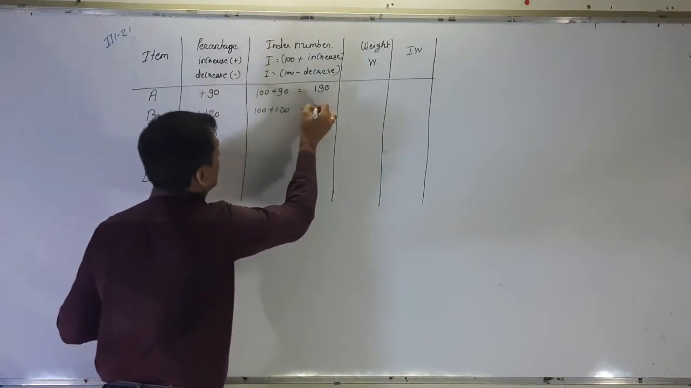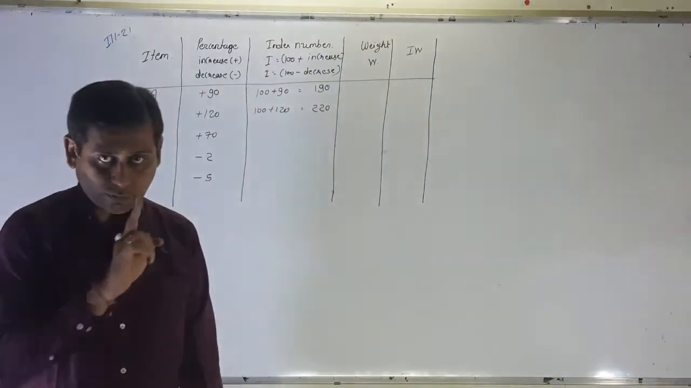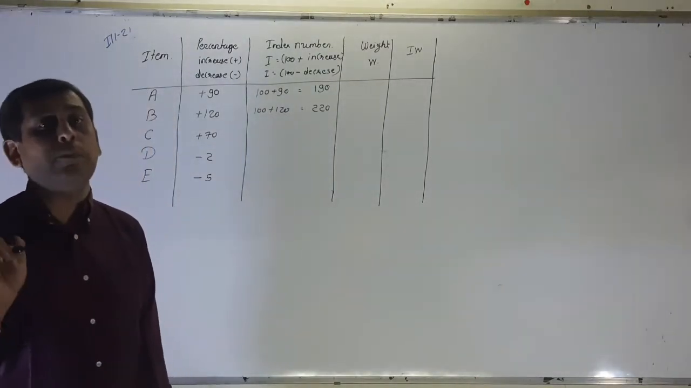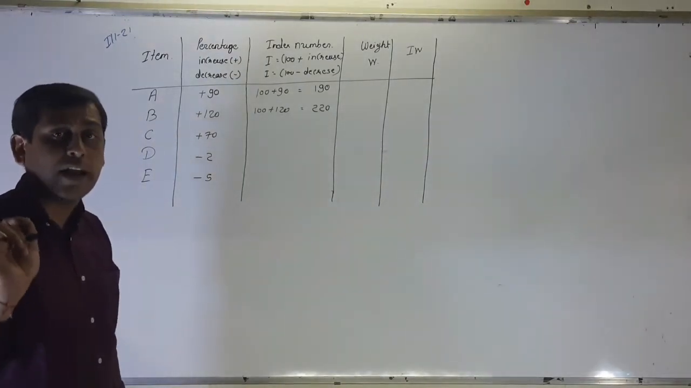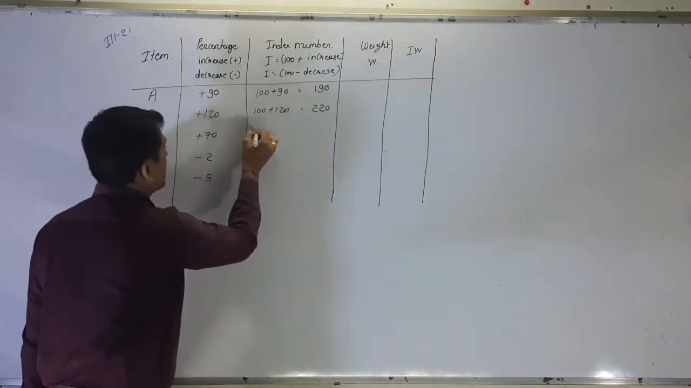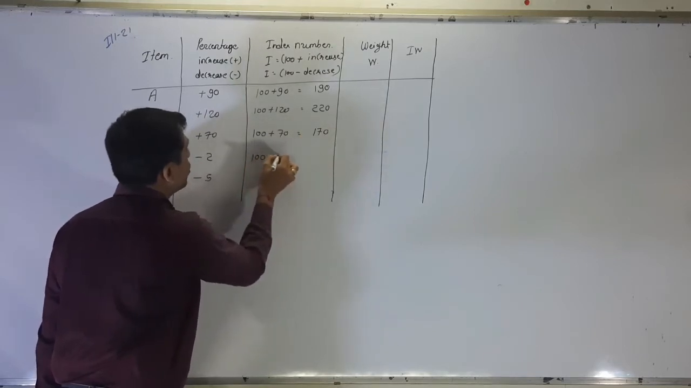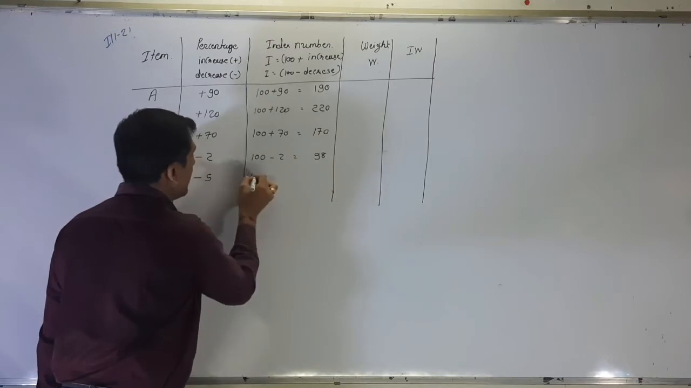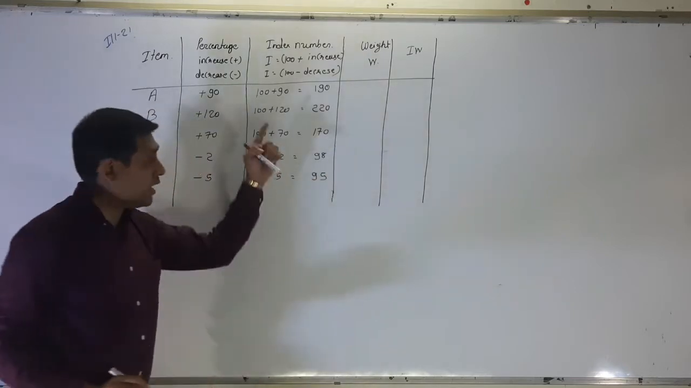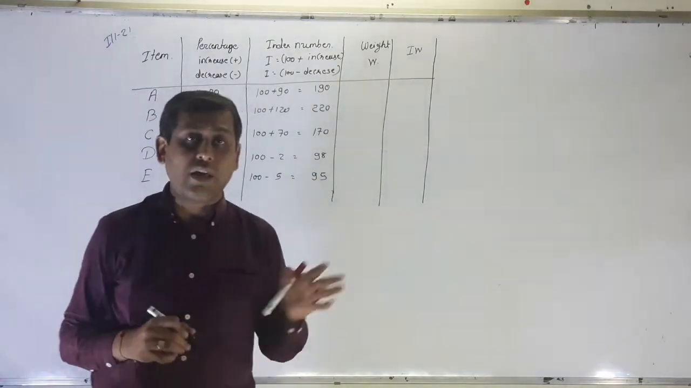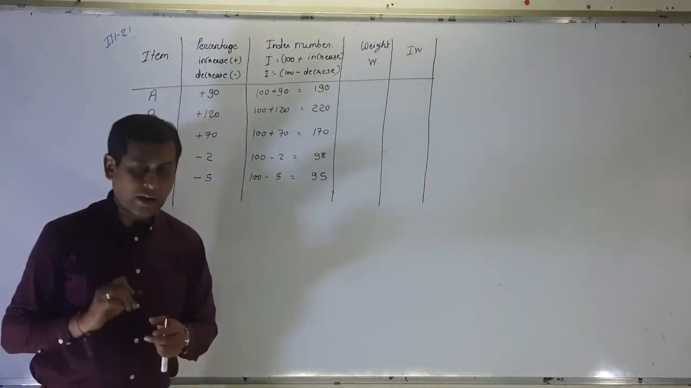Always keep in mind that increase by 120% means plus 120, so the main answer is 220. Okay, now 100 plus 70, 100 minus 2 and 100 minus 5. Here for the 5 items, the index numbers are 190, 220, 170, 98 and 95.